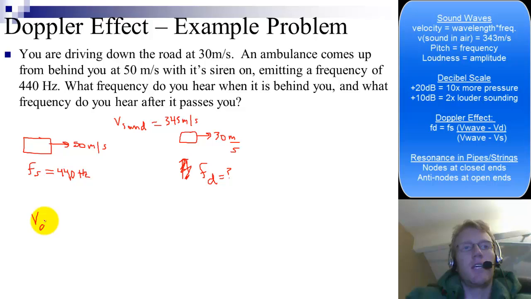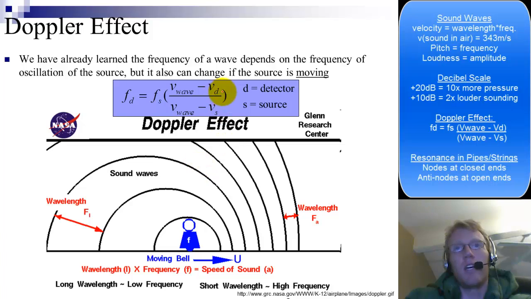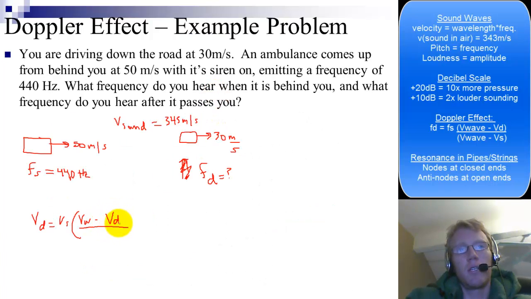So the velocity that we detect equals the velocity of the source times this conversion factor: the velocity of the wave minus the velocity of the detector is on top, and the velocity of the wave minus the velocity of the source is on the bottom. So if we plug in our numbers, the velocity of the detector equals... sorry, no. I've made a mistake in this formula. It's frequency here. I apologize. Frequency is what's getting shifted. And it's getting shifted because these velocities are different.